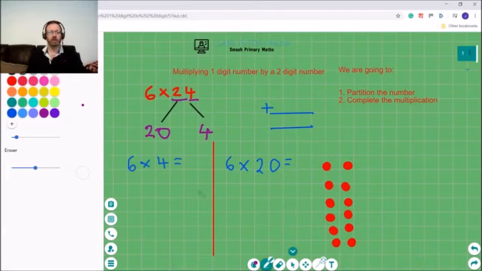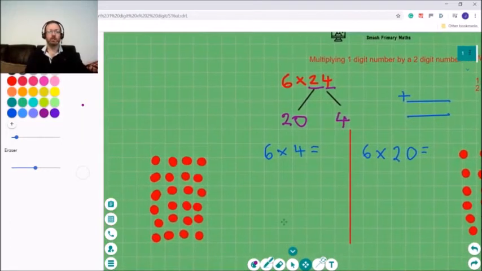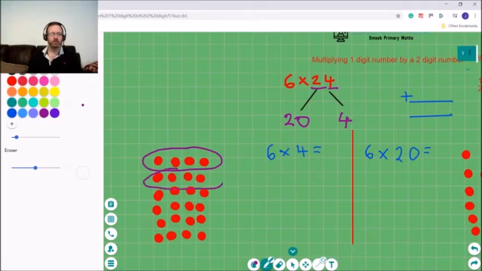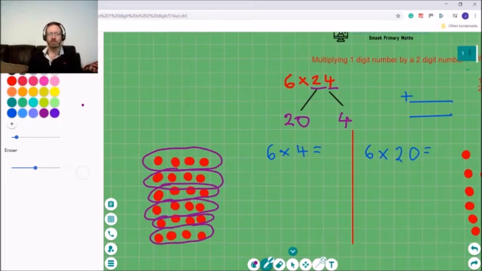So we'll start off by looking at this 6 times 4. I'm just going to represent that as lots of 4. So here we've got lots of 4s. We're just going to group them so it's easier to see. So we've got one lot of 4 there, two lots of 4, 3 lots of 4, 4 lots of 4, 5 lots of 4, and 6 lots of 4. Count up in 4s. Got 4, 8, 12, 16, 20, 24. So 6 times 4 is 24. So we've done that part of the calculation.